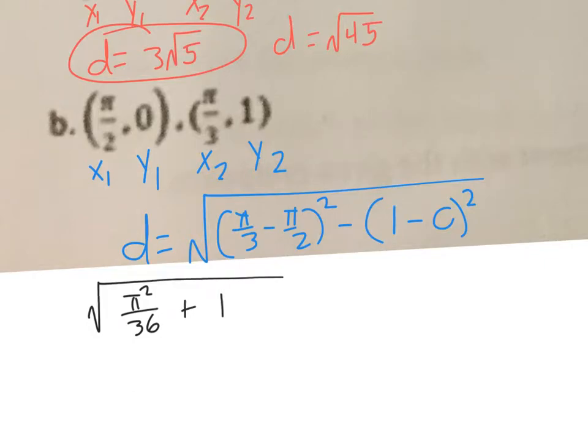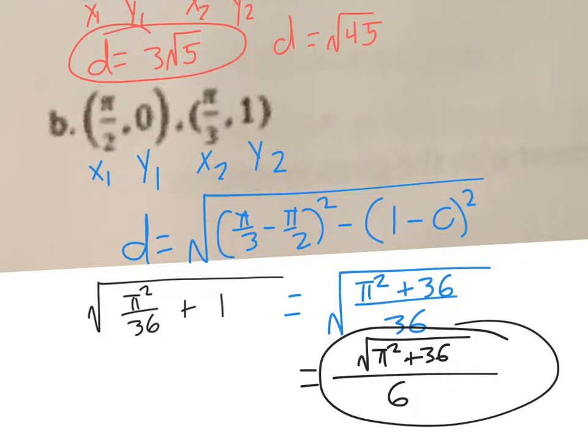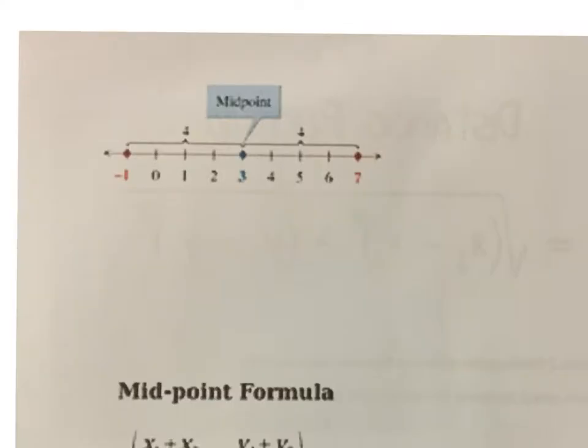And so now you can do a little finagling with that. This can equal the square root of pi squared plus 36 all over 36. And then the square root of 36 is 6. So this is the square root of pi squared plus 36 over 6. That's probably the way it'll be written on your homeworks.